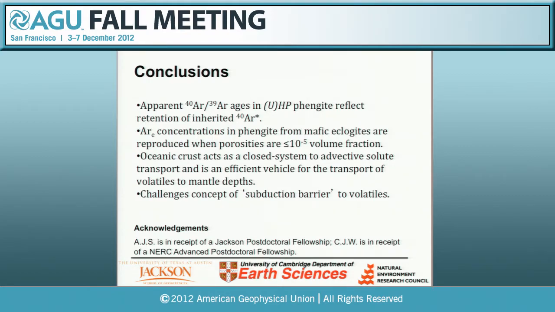Certainly, yeah. I'm sure deformation is very important in this. I mean, with micas, your planar fabrics are going to enhance advective solute transport, and I'm pretty sure the model will be applicable to that, but yes, rheology is going to be very important as well. Okay, thank you.